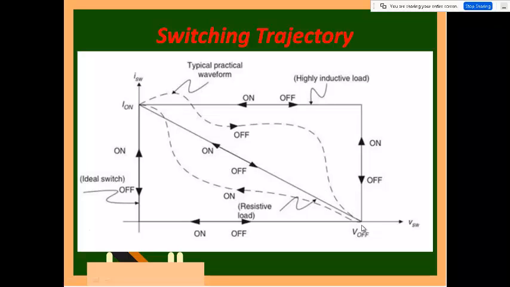And again when I turn on, it will not directly go to the on state, it will have a transient and try to reach its maximum value. So this is the switching strategy for ideal, for inductive, for practical case, and for resistive. All 4 types are mentioned here: inductive, resistive, ideal case, and practical case. In the practical case, you have both resistance and inductance, which makes the delay.